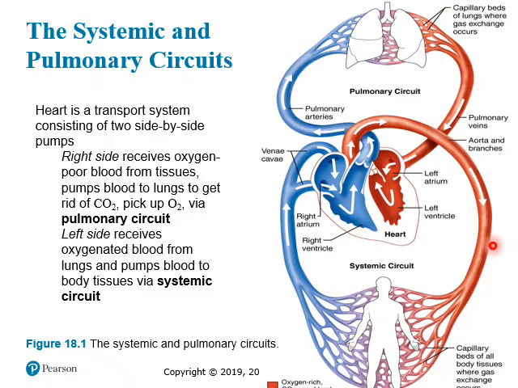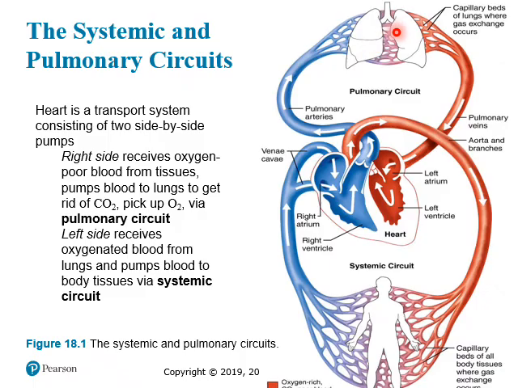And so we have here the model of the heart with the connecting blood vessels. The right side of the heart is the blue side. This is actually your blue part. The left side of the model is the one that's colored red. So the right side receives oxygen poor blood from the tissues right there. It pumps blood to the lungs, to get rid of carbon dioxide and pick up oxygen via what you call the pulmonary circuit.